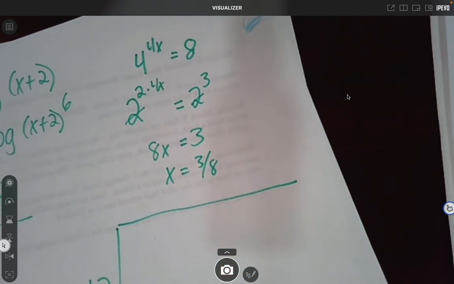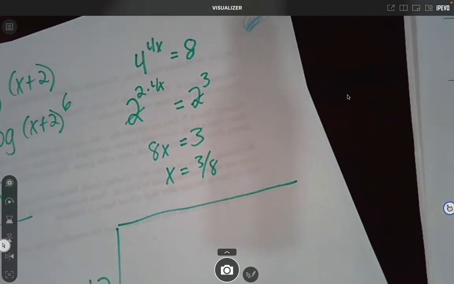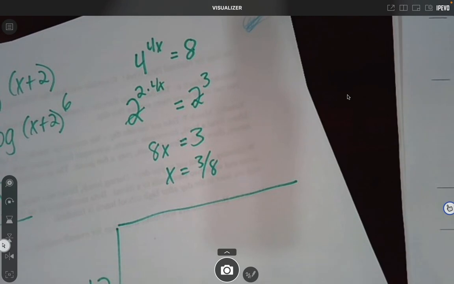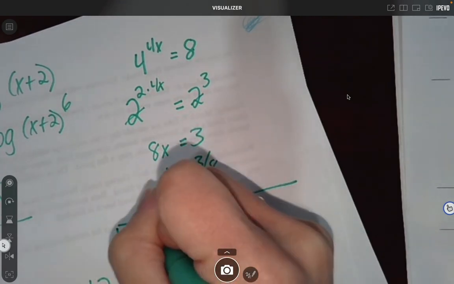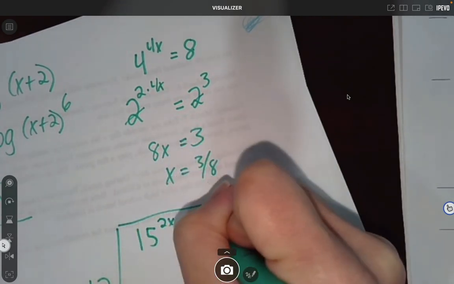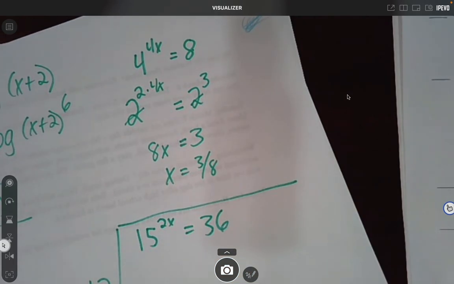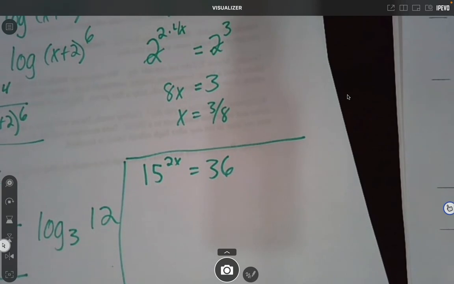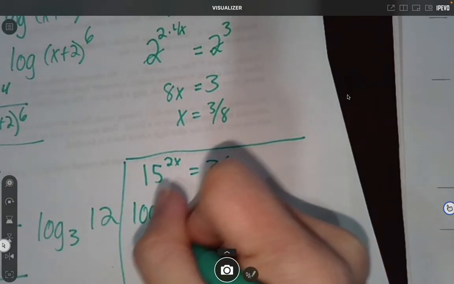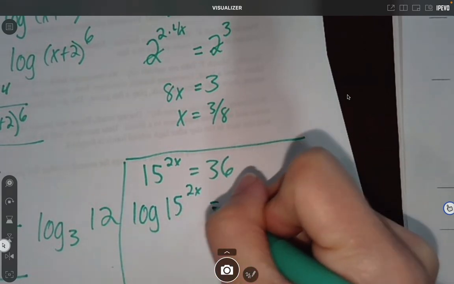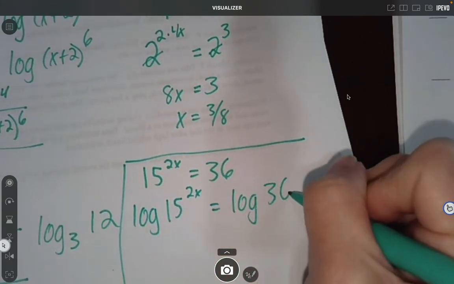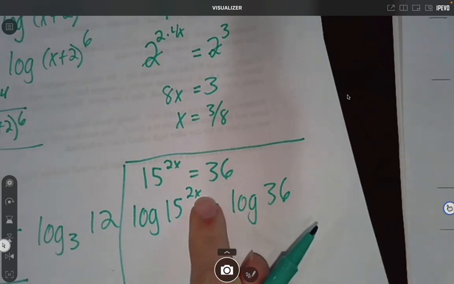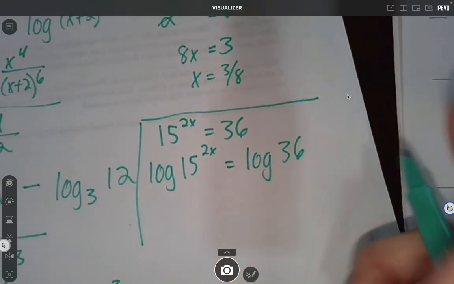Okay, then the next one, I'm trying to find it. Number 23. They've got 15 to the 2x equals 36. Now this one you can't get the same base number, right? So we can't do it that way. So what did we do on y'all's? Did we put log on both sides? Yeah. So if I put the log in front of both of them, that's what you could have done on the last one as well. Now what happens with an exponent? Yeah, it moves to the front.